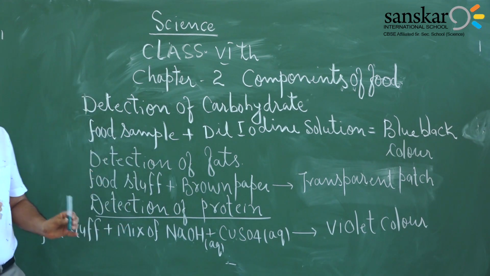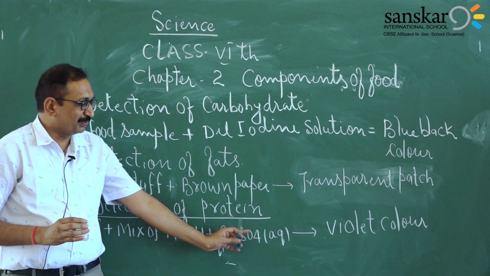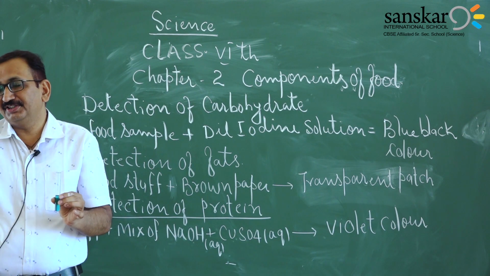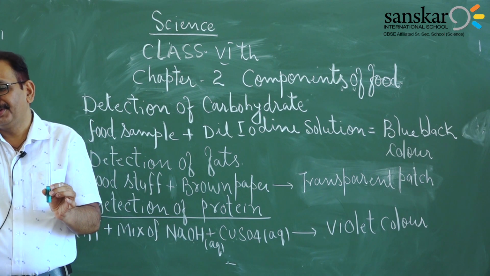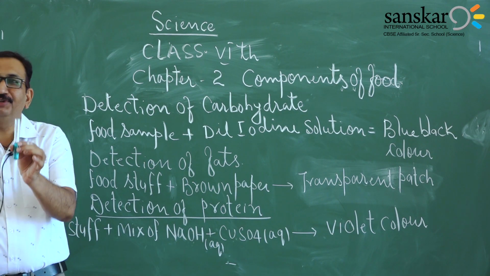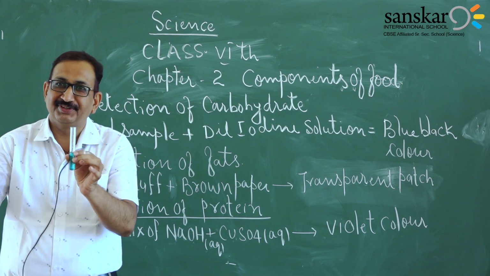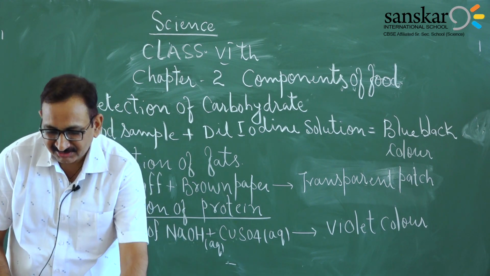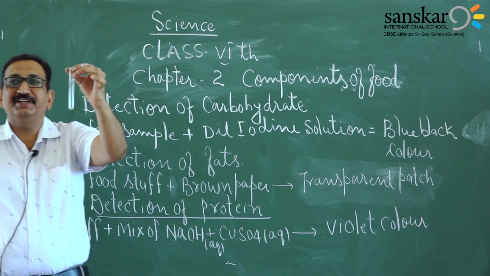Okay, students, I have written two things: sodium hydroxide and copper sulfate solution. So this is copper sulfate solution. Here this is sodium hydroxide solution. Now I have to take them in a mixture form, 50-50%. 50-50% means half. I am taking another test tube. So this is another test tube, students.